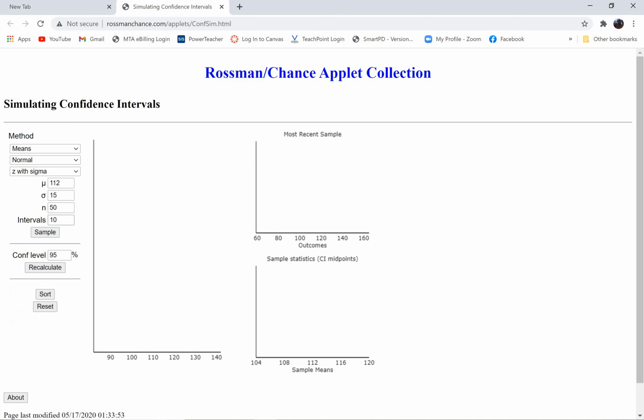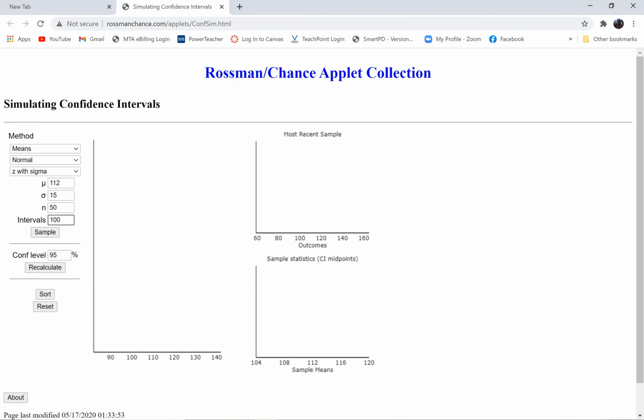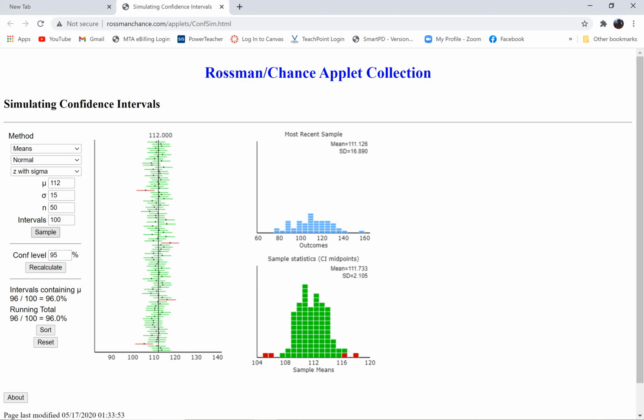If we reset this and let's do 100 samples at a time, 100 intervals at a time here. Here we got 96 out of the 100 caught the population mean, 4 did not. Let's do one more. So here, let's see, 92 caught the population mean, but 8 of them did not. So our running total is 94% of our intervals caught the population mean. And this is what confidence means.